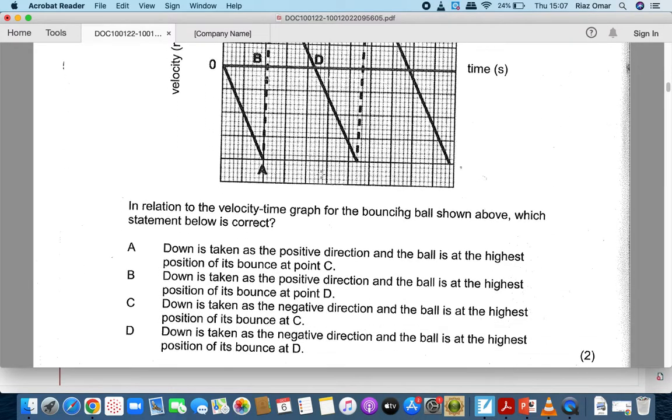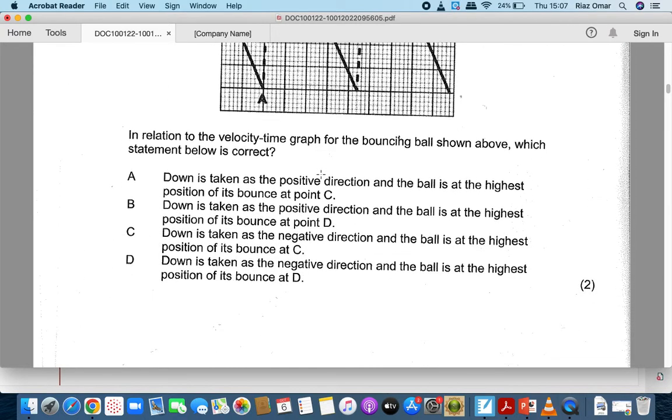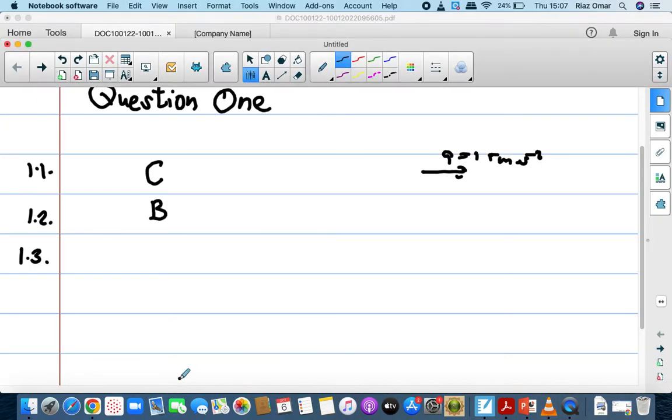So the best answer to fit here for 1.3 is D. Let's write it down. 1.3, our answer is D. Let's write on 1.4. Go back to the question.